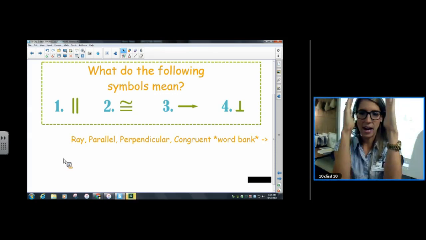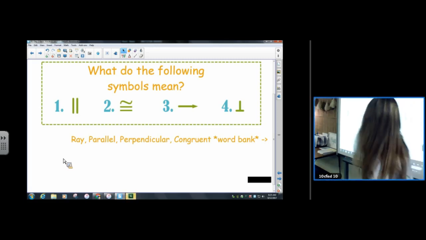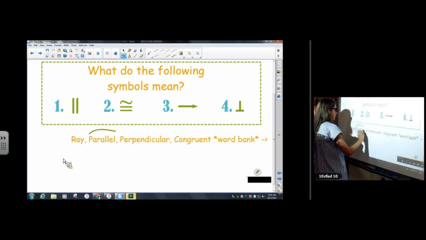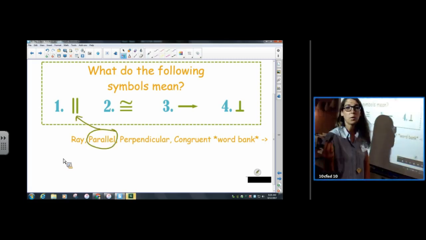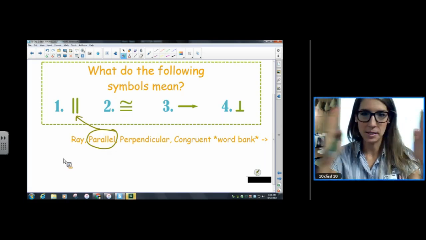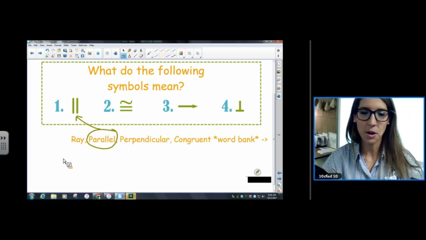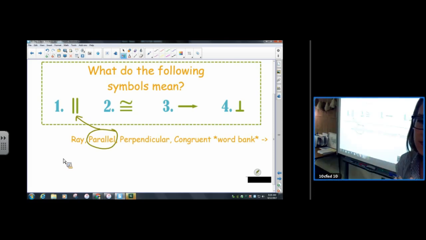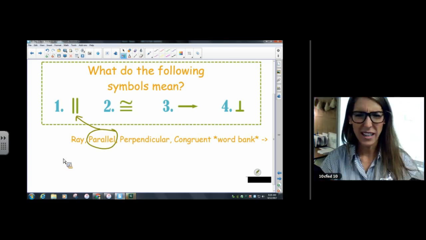Very good. Parallel. Someone in my first period said that before I gave them the word bank, they thought absolute value bars. I was like, ooh, I didn't think about that. If there was some more space between there, those could totally be absolute value bars. Very good observation. All right, number 2. What's your answer to number 2? What does that symbol mean?